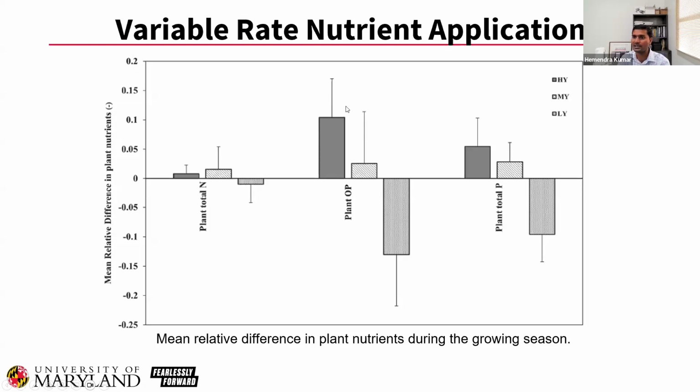So this is how we take insight based on the management zones for variable rate irrigation and variable rate nutrient application. If you apply nitrogen and phosphorus, you want to be very mindful. How do I do it based on the uniformity or based on the zone in my field?